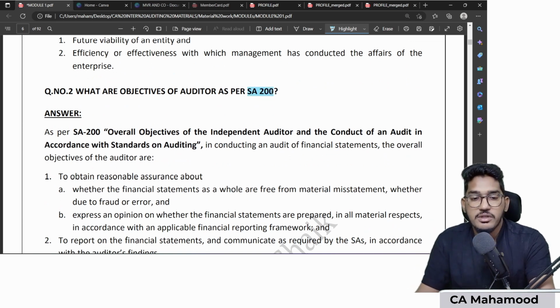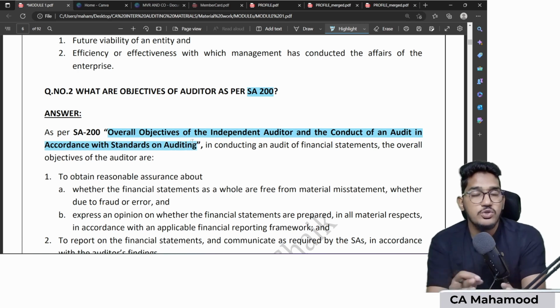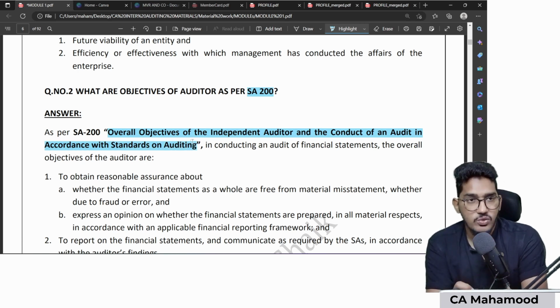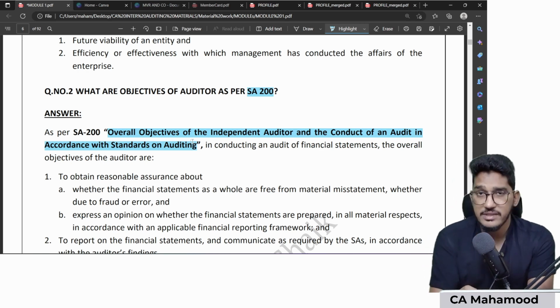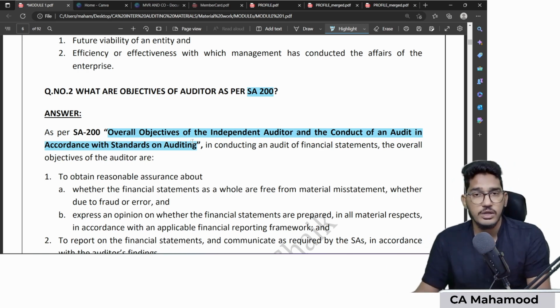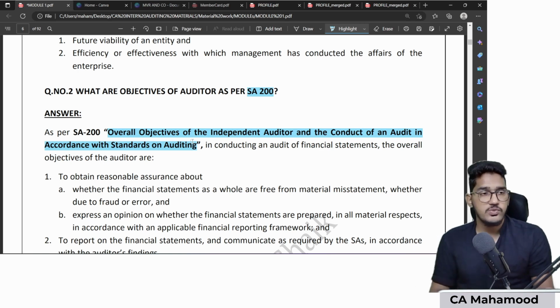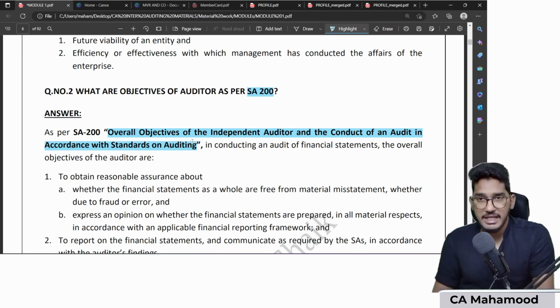SA 200, the first and foremost standard on audit, whose title is Overall Objectives of the Independent Auditor and the Conduct of an Audit in Accordance with Standards on Auditing. So SA 200, the first and foremost standard, like AS 1 is the first and foremost standard in accounts, SA 200 is the first and foremost standard in audit. And that particular standard's title is what? Overall objectives of the independent auditor and conduct of the audit in accordance with standards on auditing. Now this standard has given some objectives to the auditor.